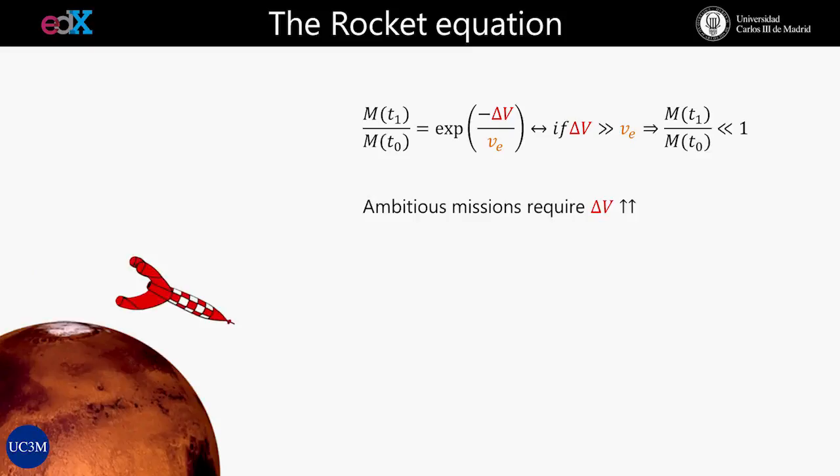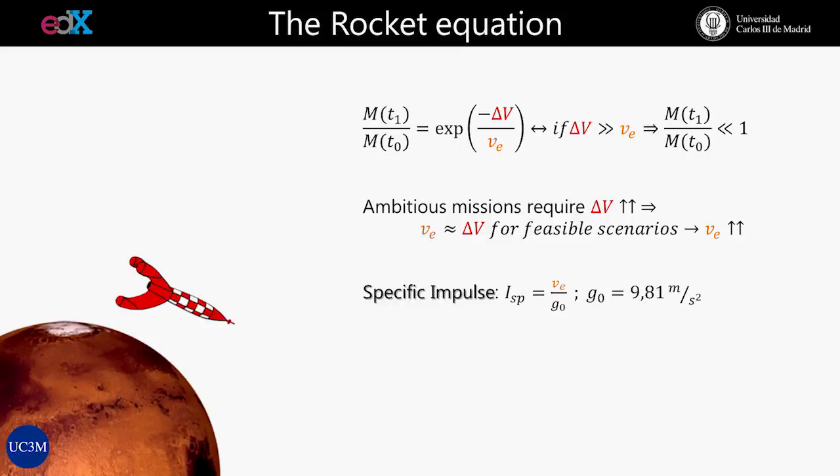This has dramatic consequences. For example, in order to achieve ambitious missions like going to Mars or other planets, which require a lot of delta V, we need rockets with VE in the order of the delta V that we want to achieve if we want to have a launcher of a reasonable size. Otherwise, the initial mass of the rocket simply blows up and the mission becomes unfeasible.